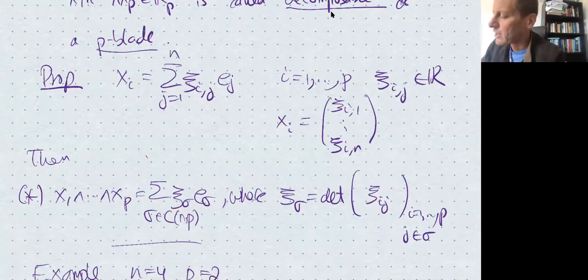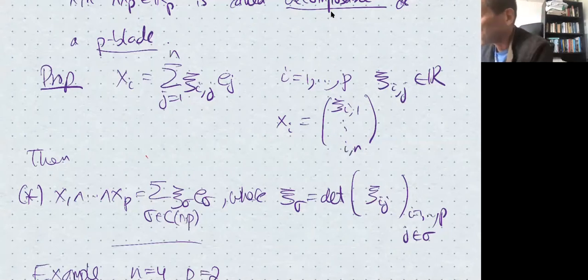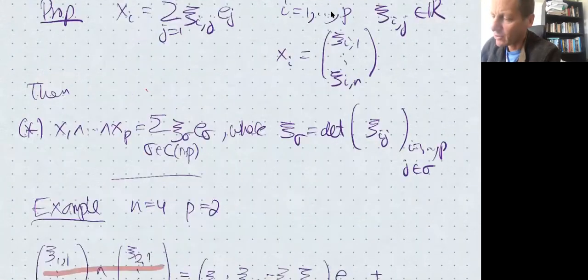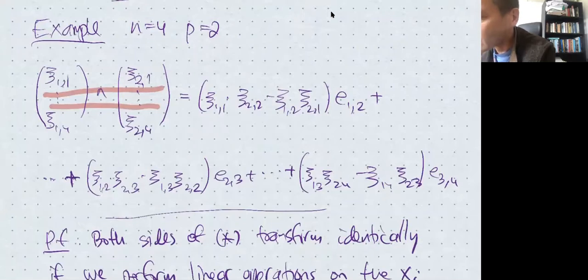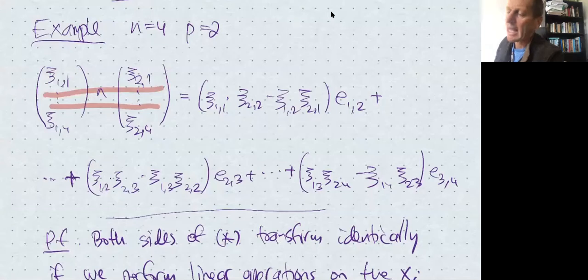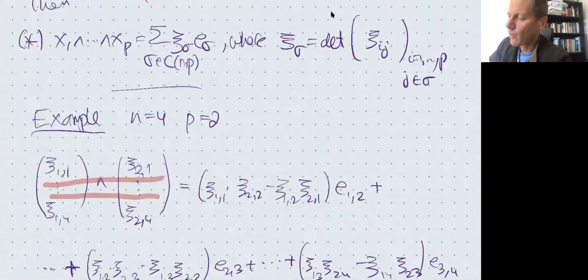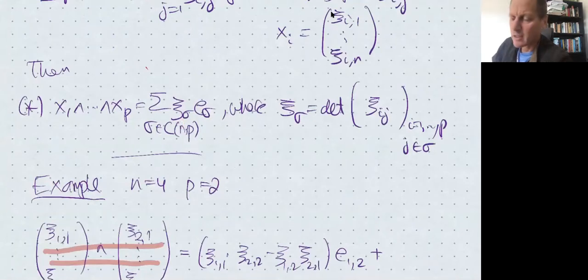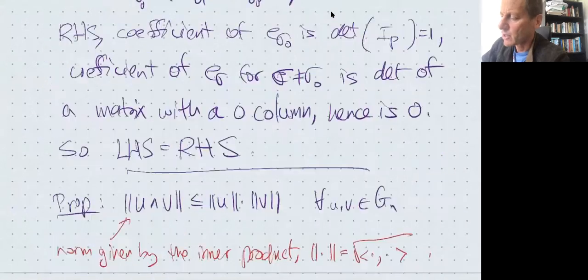On the other hand, if the xi's are linearly independent, and we write them as an n by p matrix by putting them alongside each other, then one of the minors has non-zero determinant. And if one of the minors has non-zero determinant, then one of the coefficients is non-zero, so the left-hand side does not vanish. So that's the proof. I'm not writing anything down. You can check that it's immediate from star.